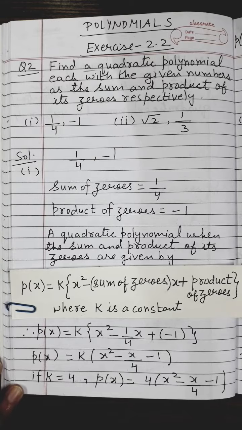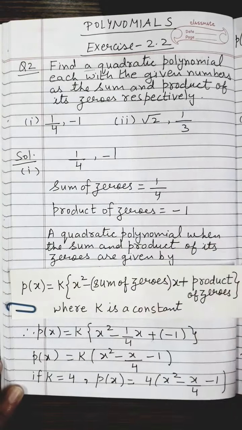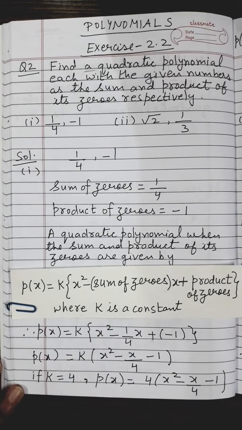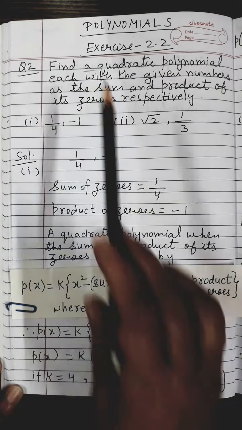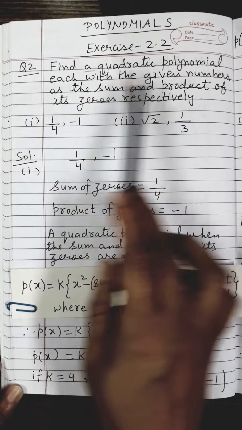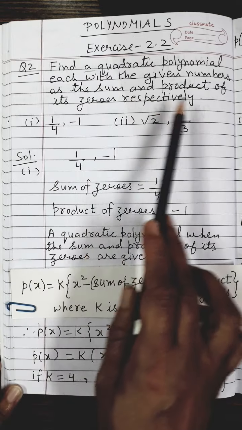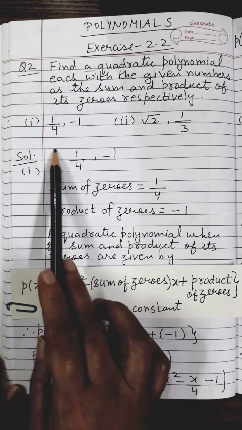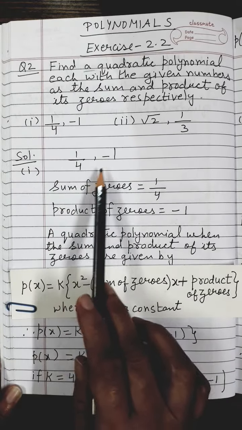Let us come to our today's question. This is question number 2, exercise 2.2 from polynomials chapter. This question I am going to teach you by a very easy and simple method. The question is: find a quadratic polynomial each with the given numbers as the sum and product of its zeros respectively. First part is 1 by 4 comma minus 1. Let us solve the first part, 1 by 4 comma minus 1.